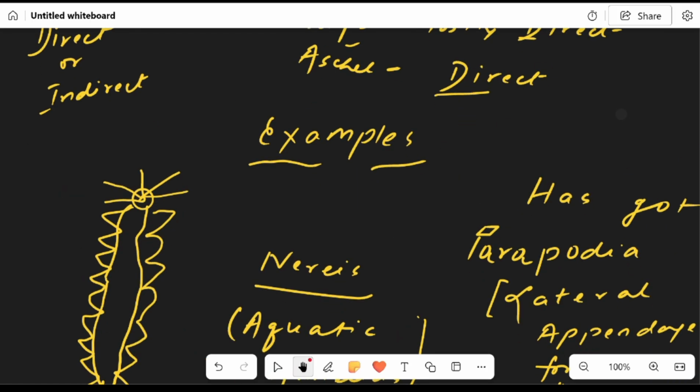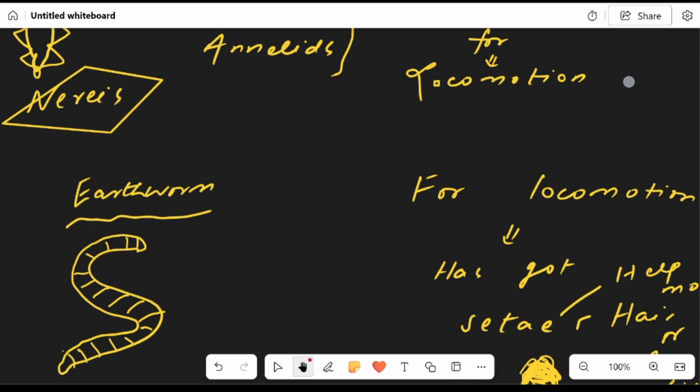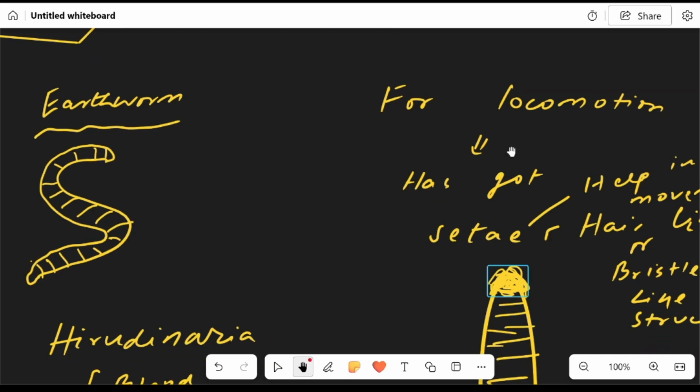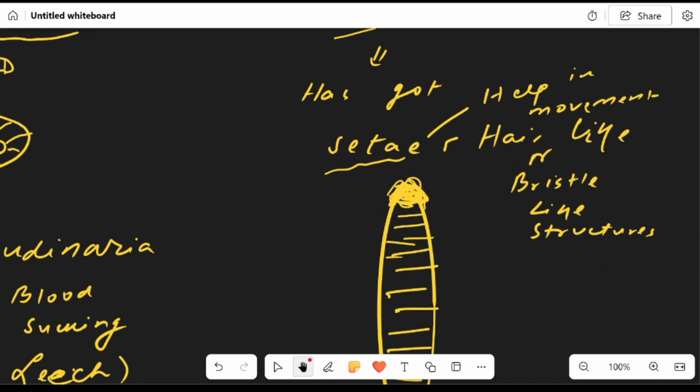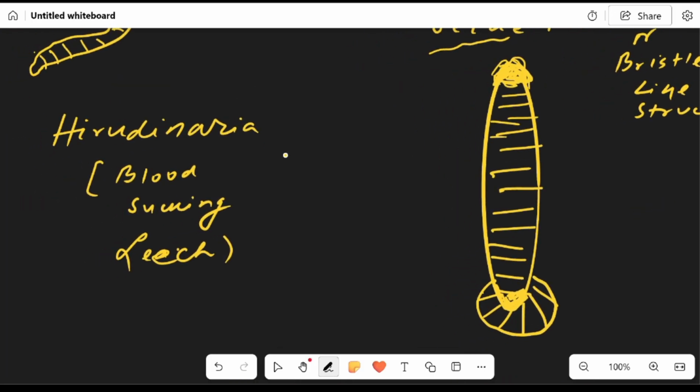So what are the examples here? Nereis, it is the aquatic annelid. It has got parapodia, the lateral appendages for locomotion. Apart from them, we have the earthworm, which has special organs for locomotion called setae. These are hair or bristle-like structures which help in movement. Apart from that, we have Hirudinaria, the blood-sucking leech. So that's annelid for you.